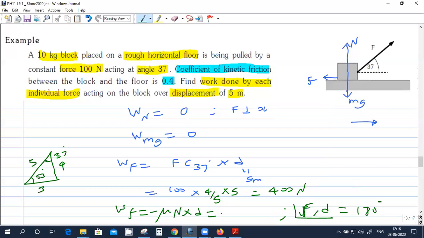So friction is 0.4 into mass, which is 10 kg, 1000 Newton. No, no. Normal reaction is not mg. Normal reaction, the F component is there, no? Normal reaction is mg minus F sine 37.